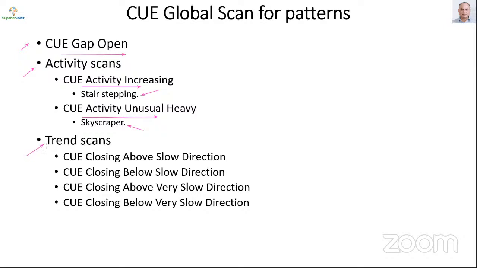Then scan for trend: Q closing above slow direction, closing below slow direction, closing above very slow, closing below very slow. Some traders may want to trade stocks which are above both the direction lines, only above both the direction lines, then they will take the trade in the long direction. So before running go with flow, before running pullback, you may run closing above slow direction, closing above very slow direction in a waterfall model.